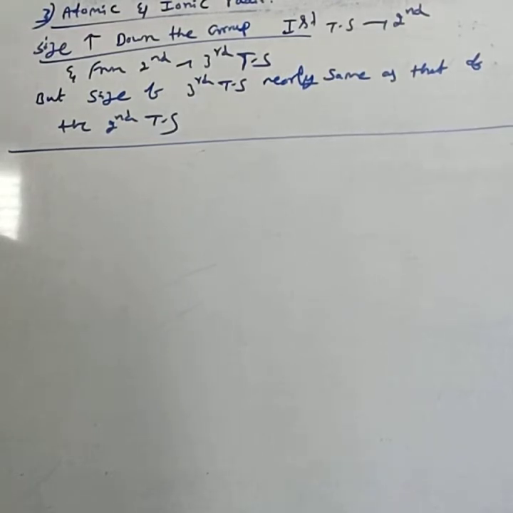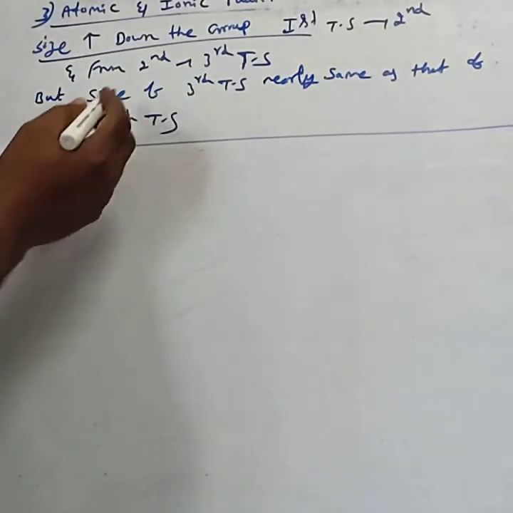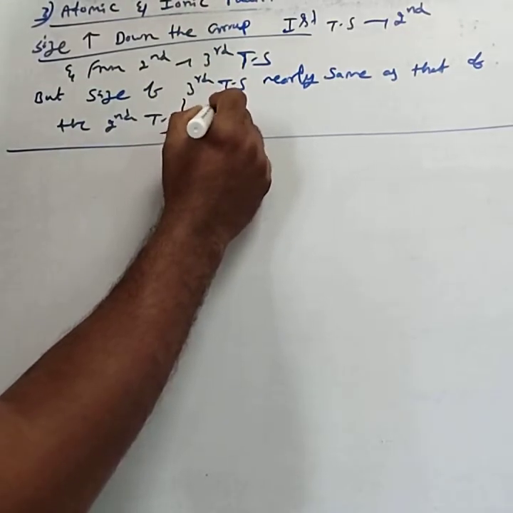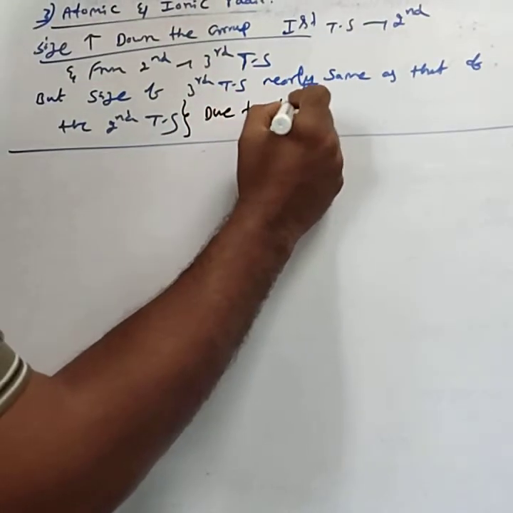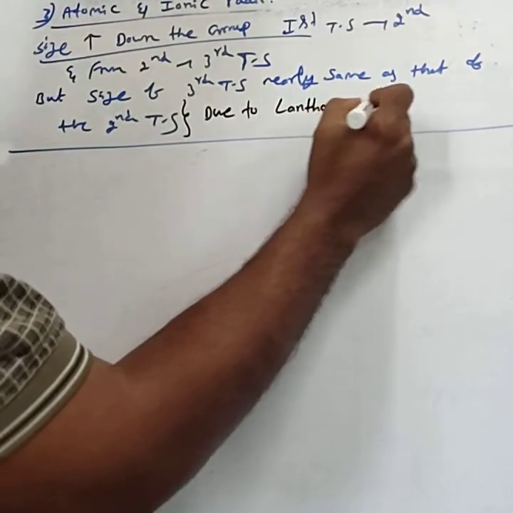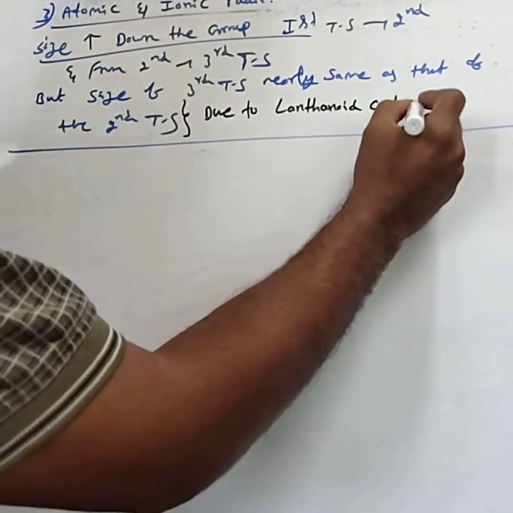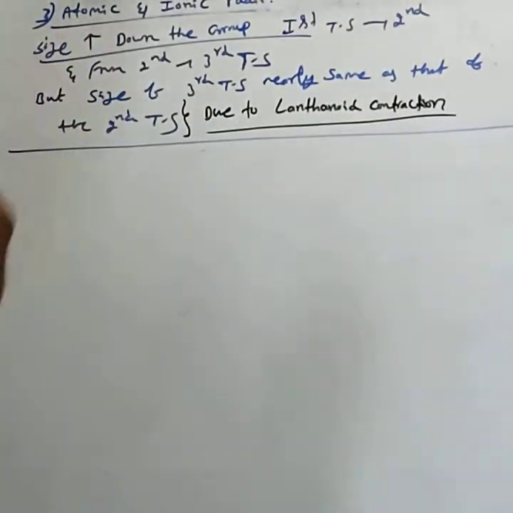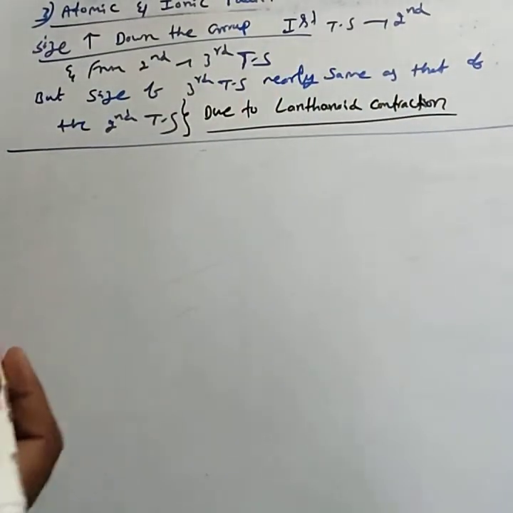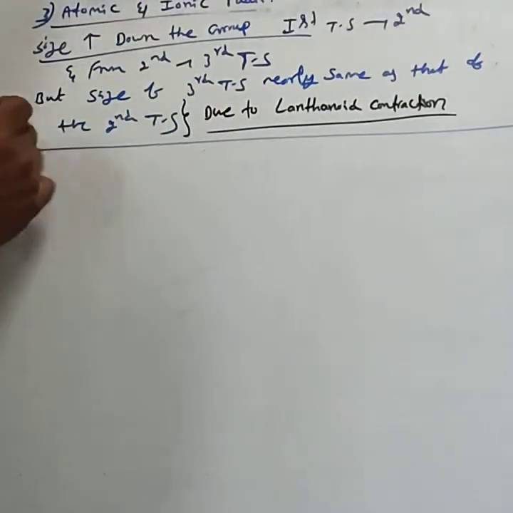Why does this happen? Why is the atomic size of the third transition series nearly the same as that of the second? This is one more question, and the answer is due to lanthanide contraction. Actually, this is discussed under the f-block elements, and we can study it in detail there. The size of the third transition series is nearly the same as the second due to lanthanide contraction.